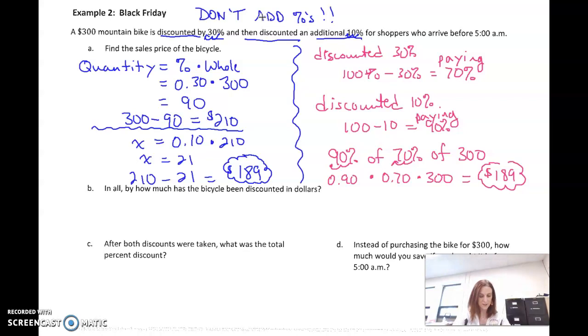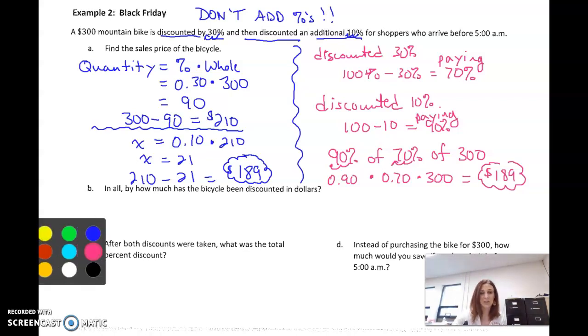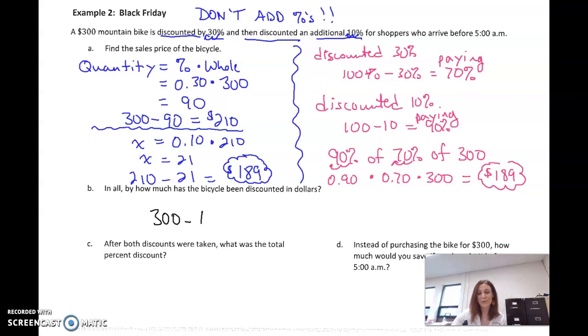Okay? In all, how much has the bike been discounted? Well, remember it was $300, and we're now only paying $189. So that's a difference of $111. Okay?